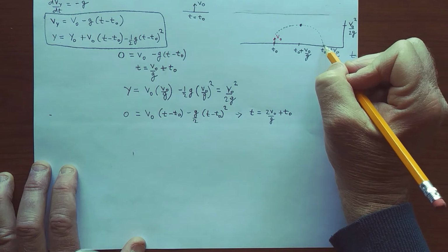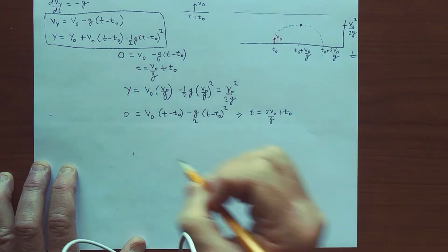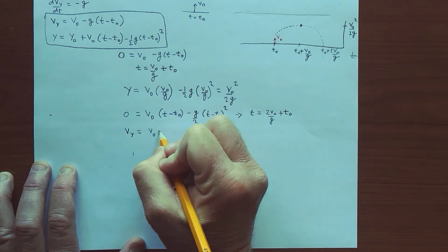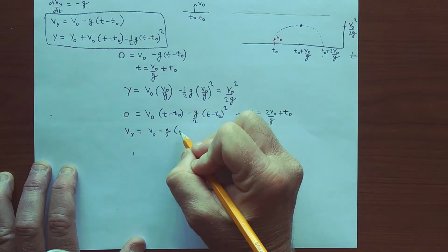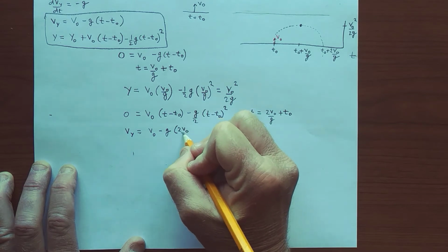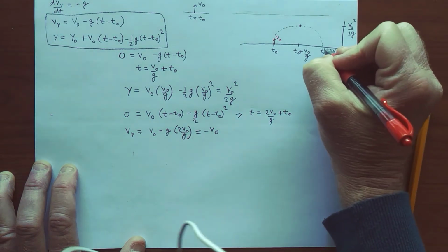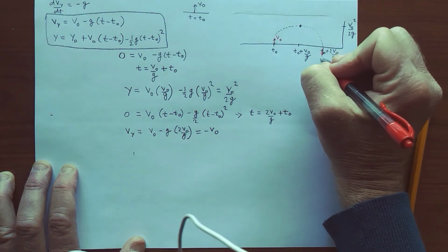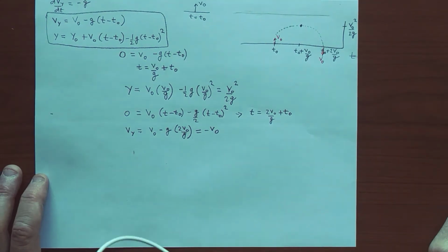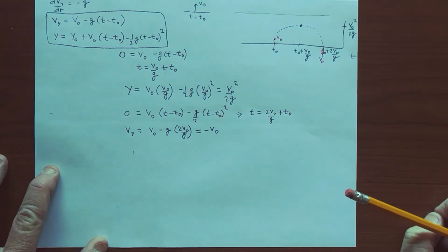And we also expect the vertical component of the speed to be v naught but downwards. So let's find that. Vy equals v naught minus g times t minus t naught, but that's just 2 v naught over g. So in fact, we get minus v naught. And so here we would draw v naught downwards. So we just shifted the curve that we got last time by an amount t naught.